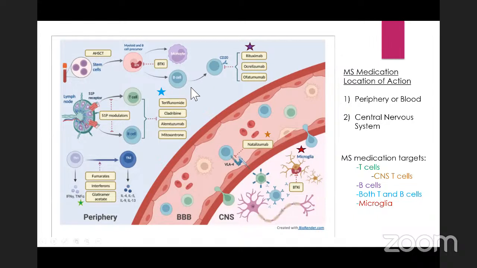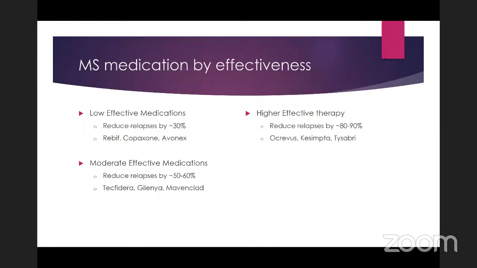They can work in the blood or the periphery, like we mentioned. They can work on the blood-brain barrier, as well as the CNS compartment. And there are many different targets among immune cells too. So T cells, B cells, and some are kind of a larger shotgun approach, if you will, that affect many different cells. And since there are so many of them, it can be a little overwhelming, especially when counseling patients. So we tend to divide them into 3 different categories.